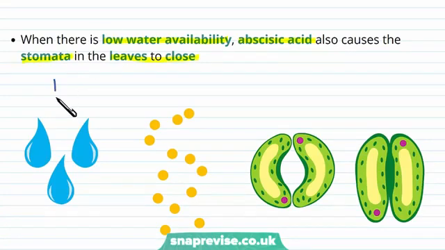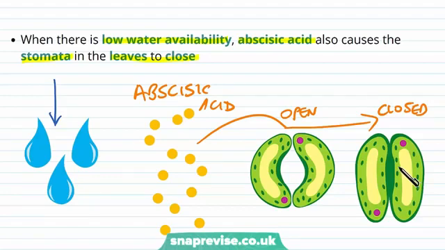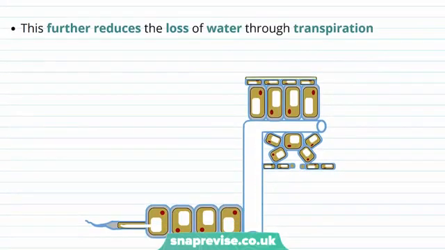So if the water availability is very low, it's not being absorbed at the roots so much, and the hormone abscisic acid is released, and this causes the stomata to go from an open phase to a closed phase. The reason for this is so that less water is lost through the stomata because the water supply is very low and therefore it's very valuable. So this further reduces the loss of water through the transpiration stream.